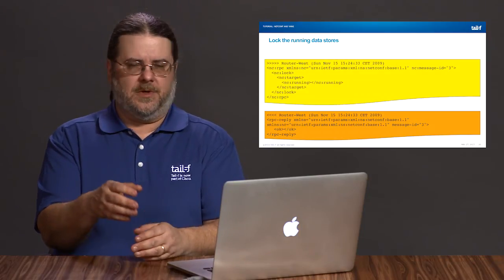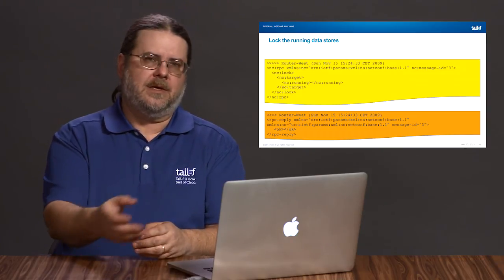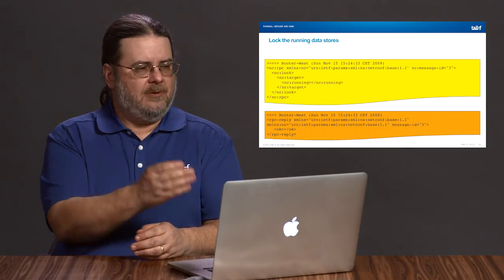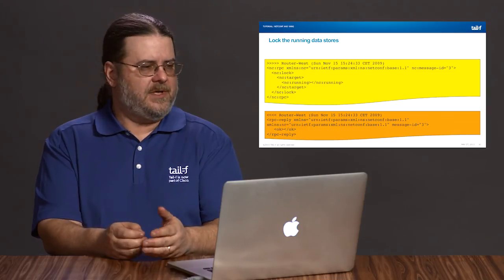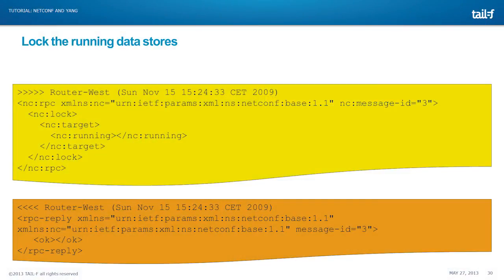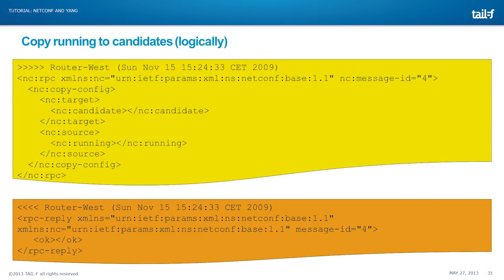Since we're going to be modifying candidate and then committing it to running during this session, we also take a lock on running. So we see the RPC lock, target, running, and the reply of OK. Here we want to ensure that candidate matches the current contents of running and that there is no mismatch. So now we issue the CopyConfig RPC with a target of candidate and a source of running.